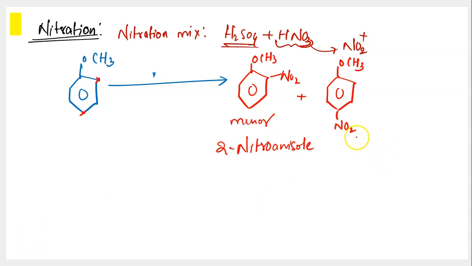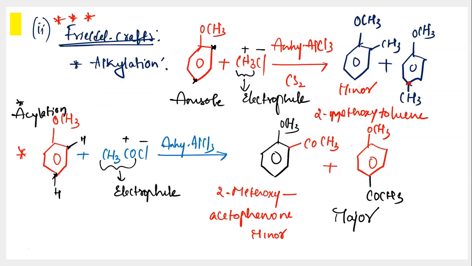On the other hand, the para isomer, which is the major product by nature, is called 4-nitroanisole, and all of this has happened in presence of what? In presence of concentrated H2SO4 and HNO3. And what do we call it? We call it nitration mixture. Alright, so this is nitration, the third type of electrophilic substitution reaction.